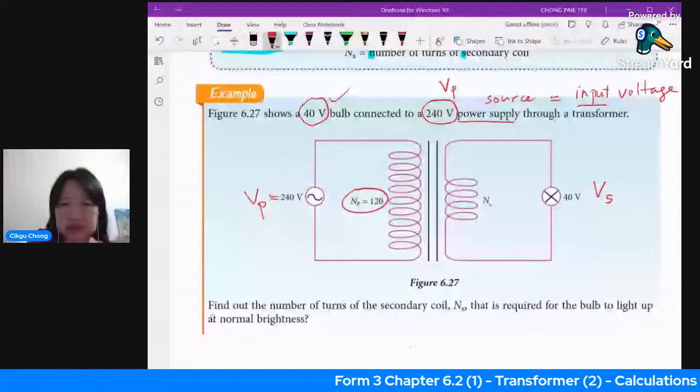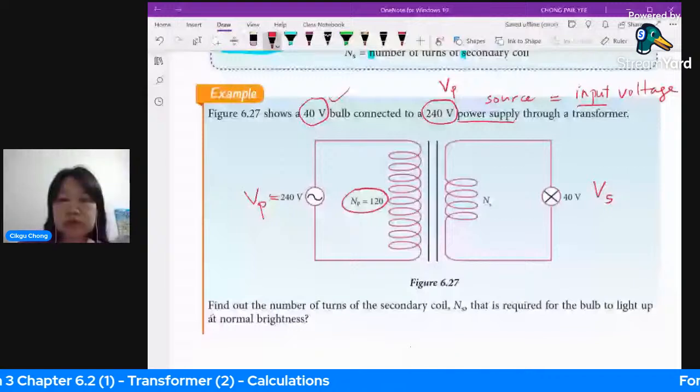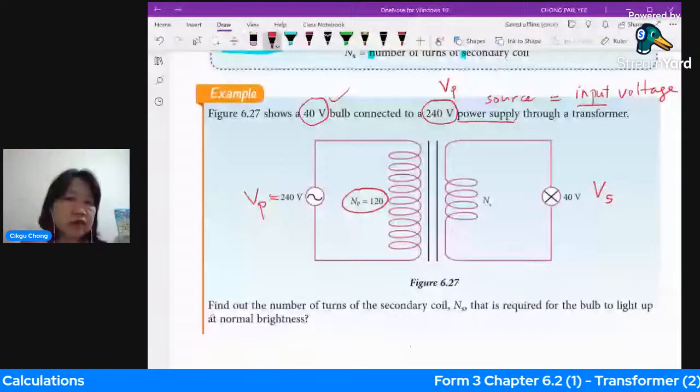Okay, so first thing you need to do is write your formula. Always try to remember. How to remember is VP over VS equals NP over NS. Okay, just write it out correctly. VP over VS equals NP over NS.